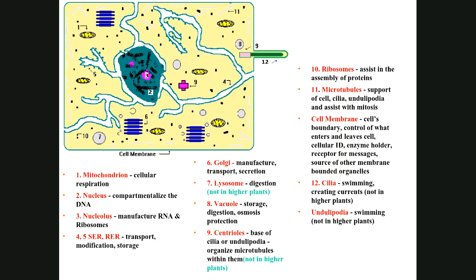When an undulopodium wiggles, it causes the cell to swim. And the only cells like that in the human body are sperm, made by the male. Nothing like that in the female. And so if this was a sperm cell, that number 12 there would be very, very long. It would be called an undulopodium because it undulates, goes back and forth, it just wiggles. And it causes the sperm to swim toward the egg when people have sex. And so that's the undulopodium.